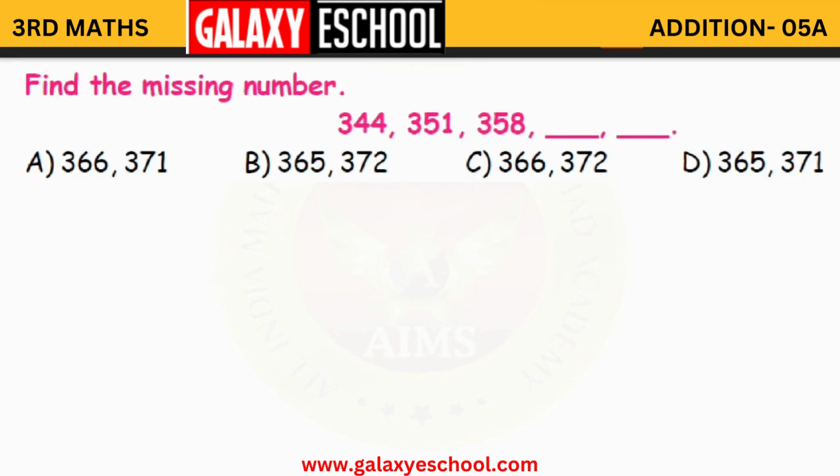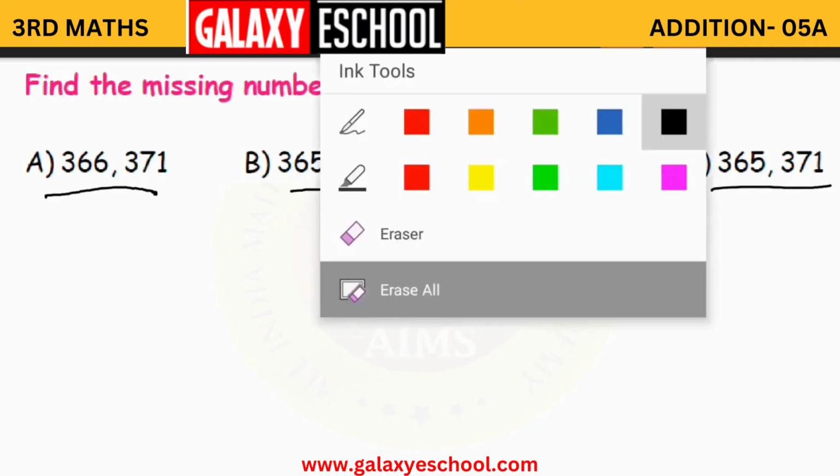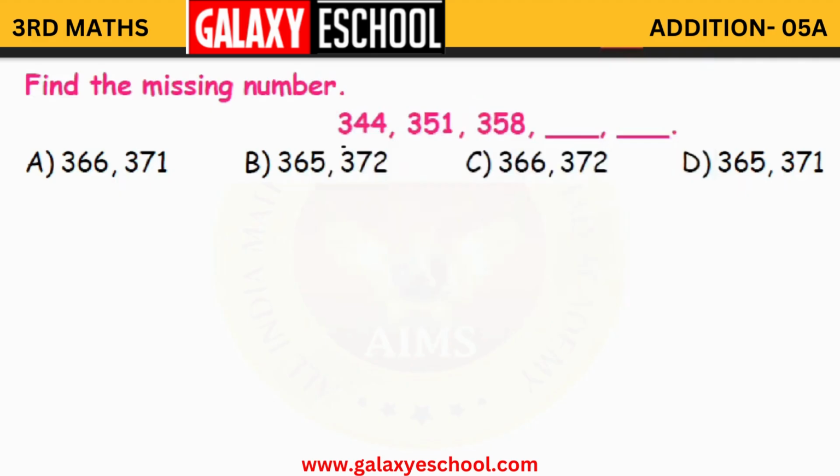Again, a similar question. 341, 344, 351, 358, dash, dash. Option A, 366, 371. Option B, 365, 372. Option C, 366, 372. Option D, 365, 371. Now that previous question was easy, right?